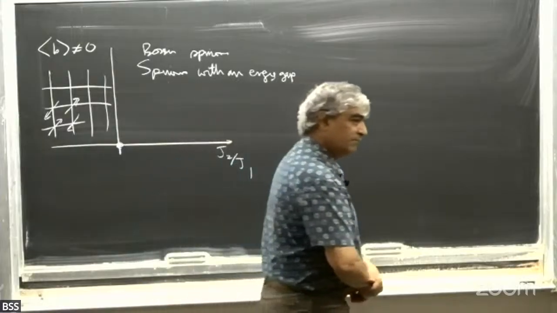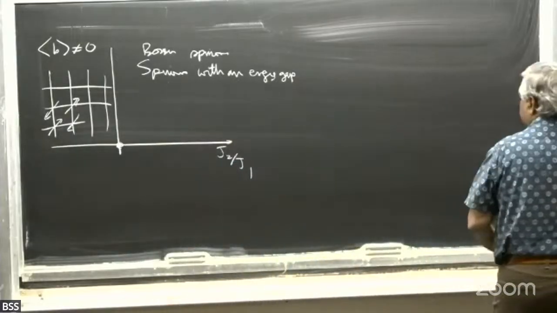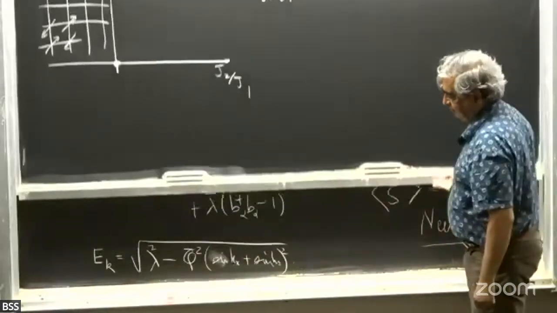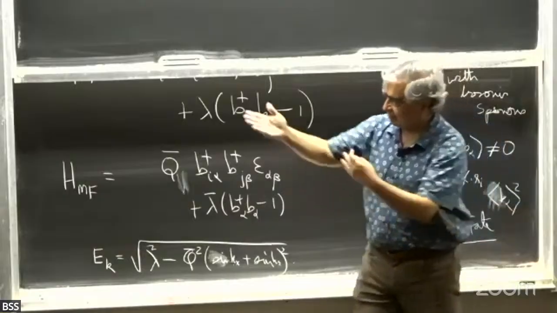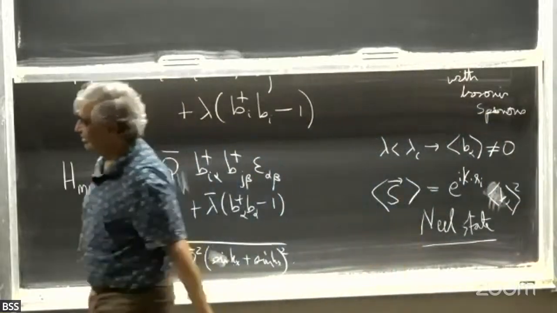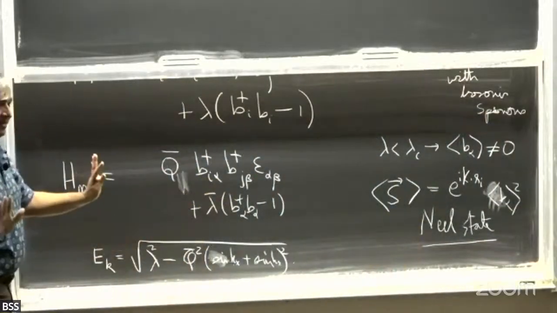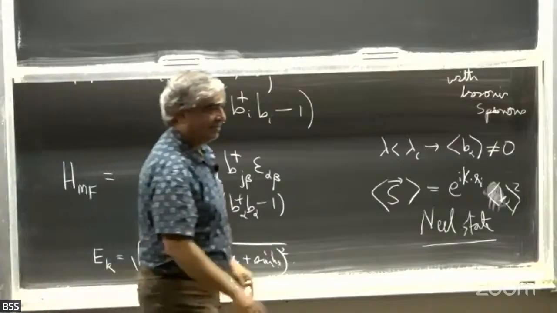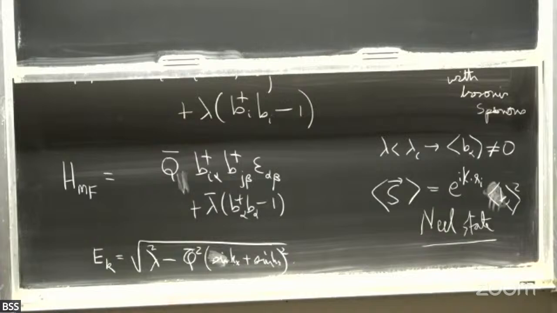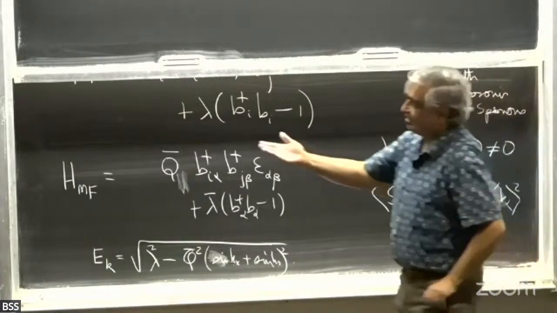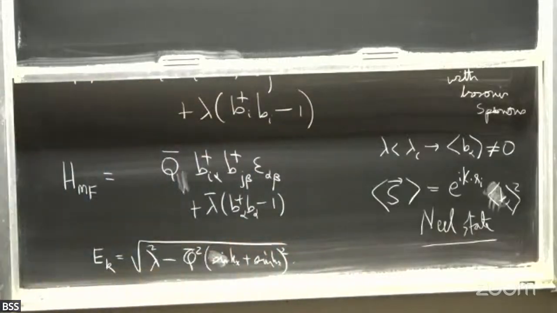Just this B. So in this mean field theory, my unphysical B has become the physical spinon, at least at this level. Because, well, I don't have access to B. B is a fractionalized operator. I only have access to S. I don't have access to B.